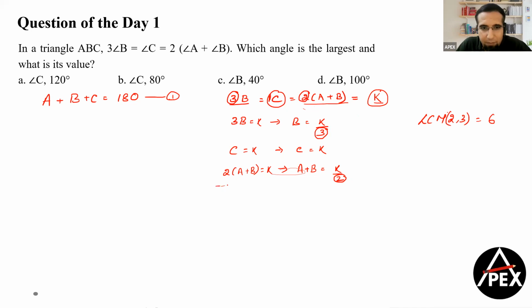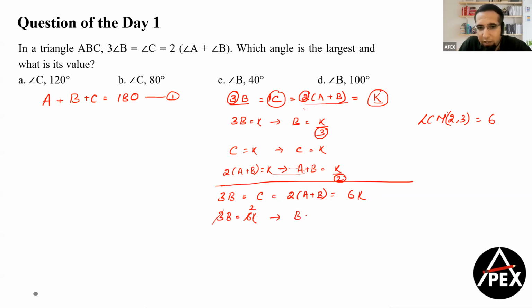So instead of doing this approach, I would rather write 3 times B is equal to C is equal to 2 times A plus B, and instead of K, I will write this as 6K. Now it becomes pretty easy for us to calculate, guys. If 3B is equal to 6K, right? So this is something that we need to start doing a little faster. This is 3 ones are, this is 3 twos are. So I can directly conclude that the value of B is equal to 2K. Similarly, from the second part, we get the value of C is equal to 6K.